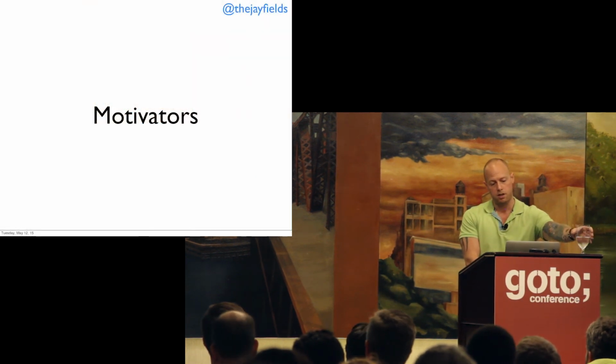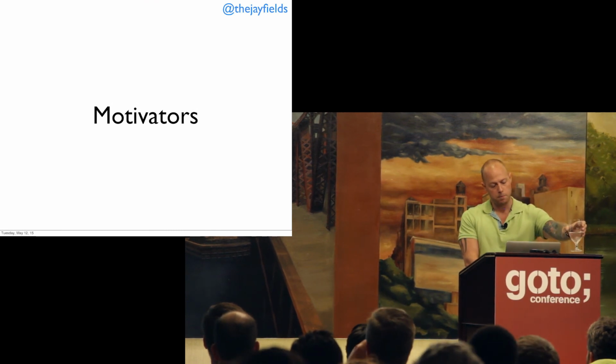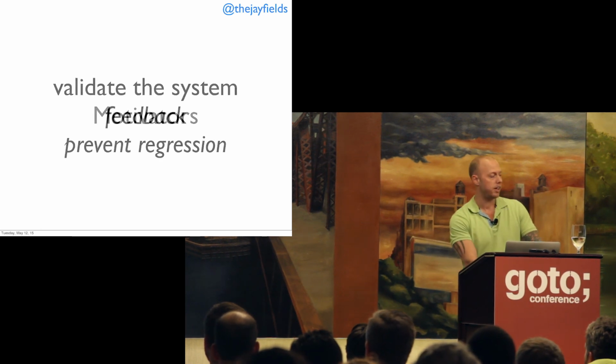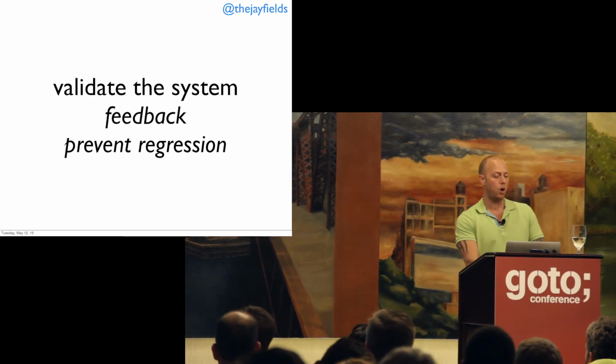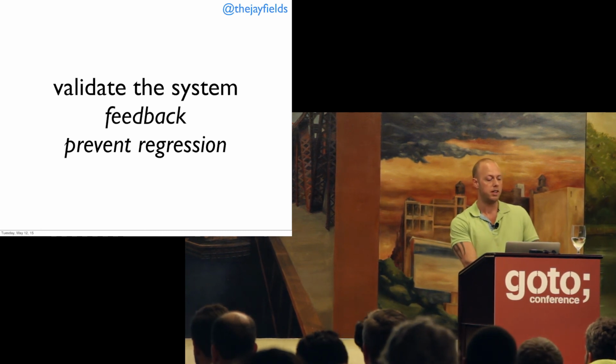So we spoke previously about motivators. There are several motivators, not all of them good. So we want to validate the system. This is probably a good thing. We want to get feedback from the system. We want to prevent regression. These are all kind of synonyms.